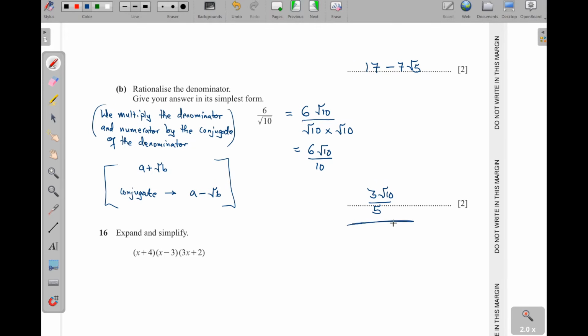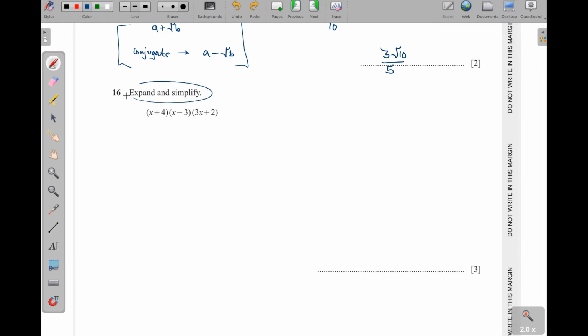So our answer is going to be 3 root of 10 over 5. Then question 16, expand and simplify these 3 brackets. You can begin by expanding those first 2, then the result, you multiply it in this one. Or you can begin with this one, so whatever you want. You can even begin with this and this one, then times this. But why would you do that?